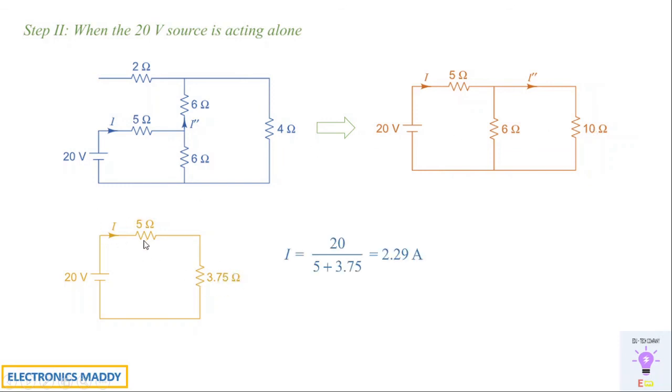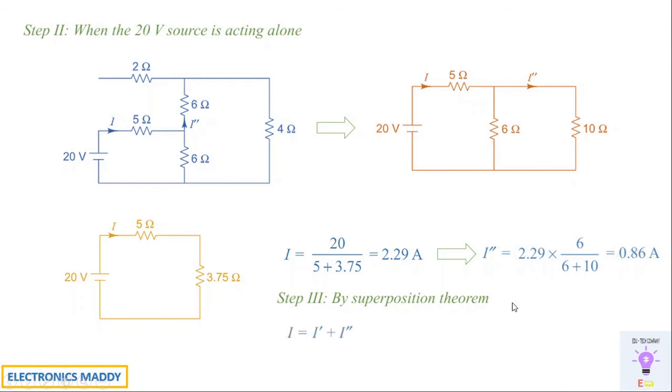Now we'll find the value of I by applying Ohm's law, that is I is equal to V by R, that is 20 volt divided by 5 plus 3.75 ohms. You'll be getting 2.29 amps. Again, we'll be finding the value of I double dash by using the current division rule, that is the main current into the resistance of the opposite branch divided by the sum of resistances. You will be getting 0.86 amps. So once we have both these currents, by the superposition theorem, we know that I is equal to I dash plus I double dash. We'll be adding the current that is obtained in the previous case and the current that is obtained in this case. You'll be getting 4.29 amps.